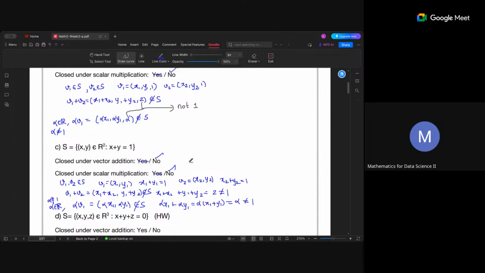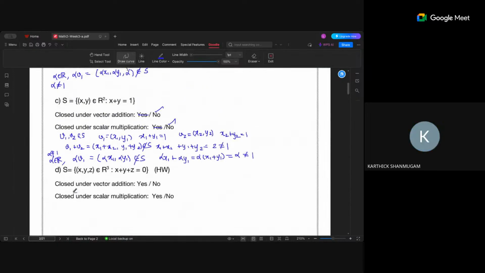Same way, alpha V1 is alpha x1, alpha y1, whose sum is equal to alpha. So whenever alpha is not equal to 1, again this alpha V1 will not belong to S. So it is not closed under addition and scalar multiplication. Clear? And how is the sum equal to alpha, I did not get that. We already know x1 plus y1 is 1. So alpha into 1 is alpha.